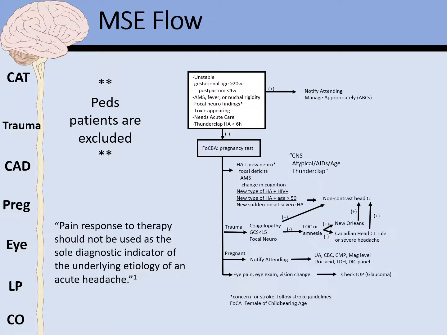One of the most important features of headaches to explain is related to their pain pathway. Since brain tissue does not have sensory neurons, you cannot feel your own brain tissue. Therefore, headaches come from the dura tissue, such as from stretching or inflammation or vasospasms. Therefore, a patient's pain response to medication cannot be used as the sole diagnostic indicator of the underlying etiology.